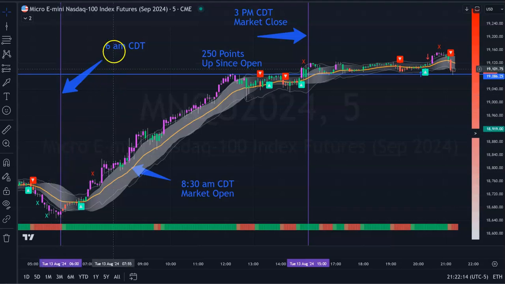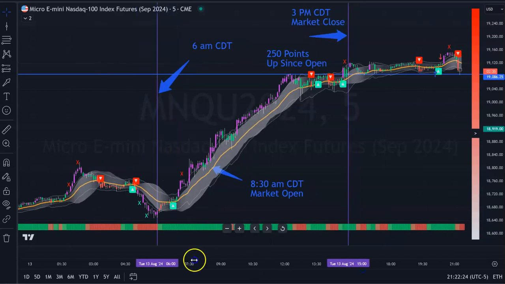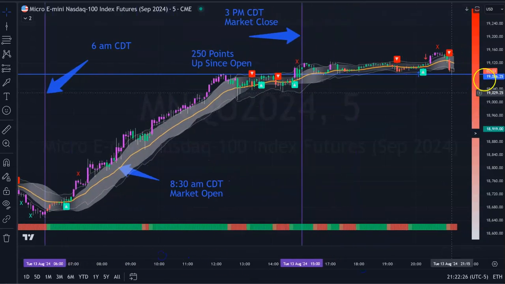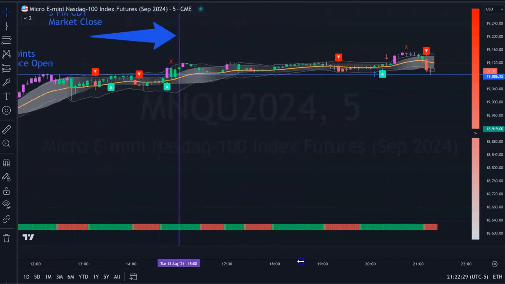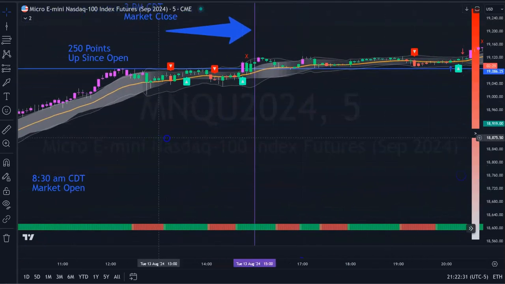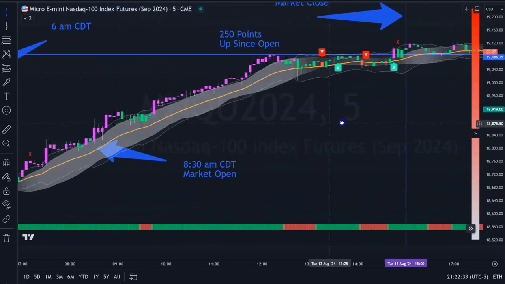So just to orientate yourself, this vertical line represents 6 a.m. Central Daylight Time, and this is 3 p.m., the market close. Now that I showed you what's going on over here, I'm going to expand this out because I think it'll be easier to illustrate what I want to illustrate. I got to go this way first and then over. Okay. Almost there, guys.